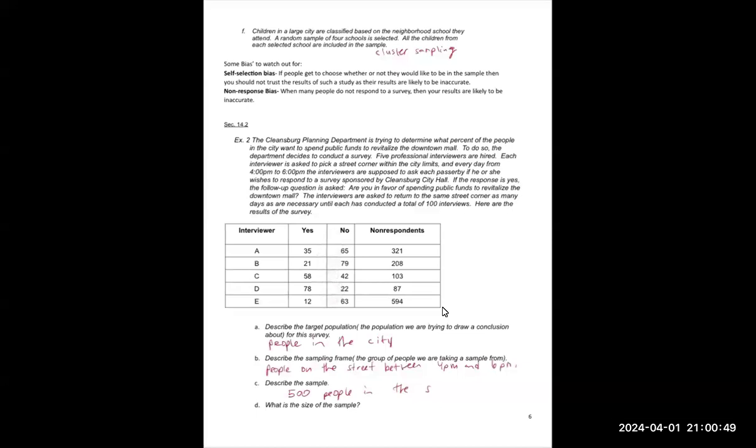But we could quickly just add up all the people that said yes, plus all the people that said no, and then we would find out all the people who were sampled. That's the way we would do that. So let me take a minute and do that.